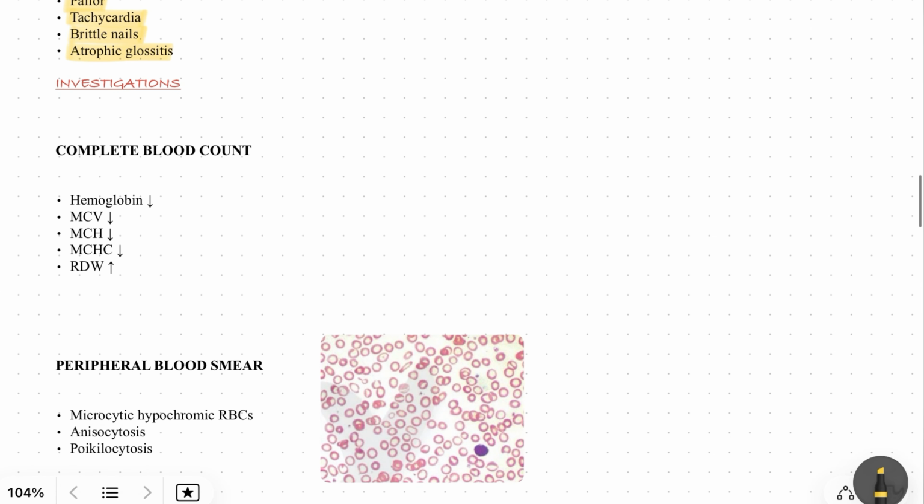Then coming to investigations. If there is a problem with the blood, we have to go with the blood count, right? So hemoglobin will obviously be reduced, MCV will be reduced, MCH will be reduced, MCHC will be reduced, and RDW will be what? This is the exception, right? RDW increases, and there is one more condition where everything increases and RDW reduces. Use the comment section, I'll be checking.